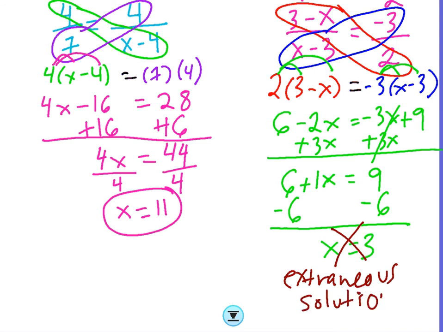And in this particular case itself, you could also say that there was no solution because the only solution that you got was extraneous, or you could just say that the x minus 3 was an extraneous solution. Either way is okay.